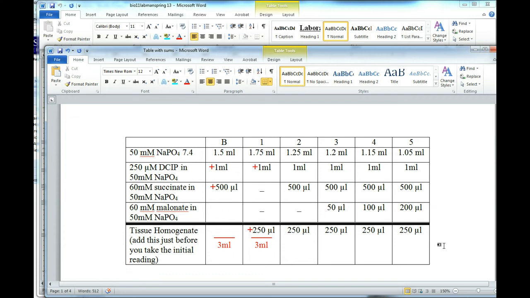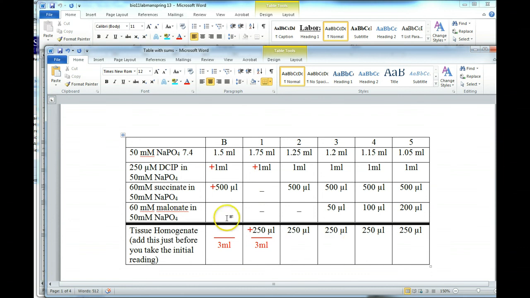the final concentration of succinate in the reaction was 10 millimolar. The important thing about the concentration of succinate in this reaction was the final concentration, that is 500 microliters of 60 millimolar succinate in a 3 ml reaction. That's 10 millimolar. That's the important thing.